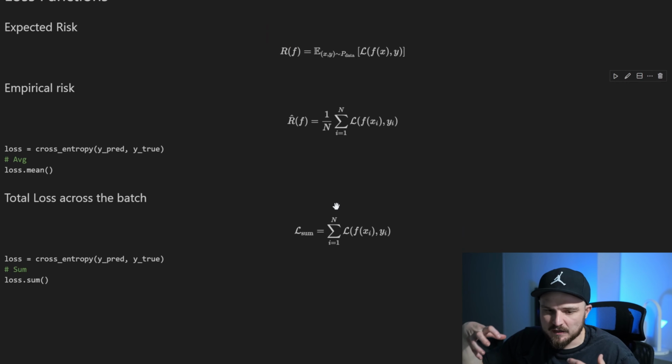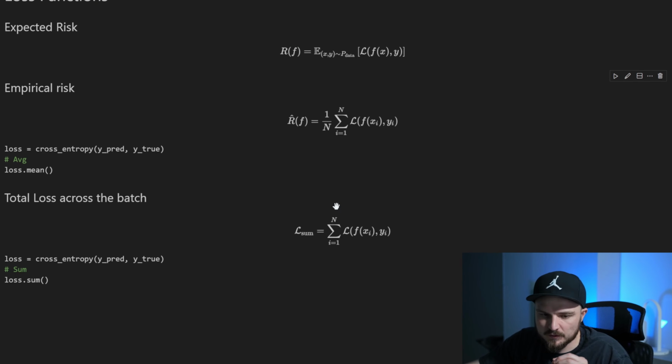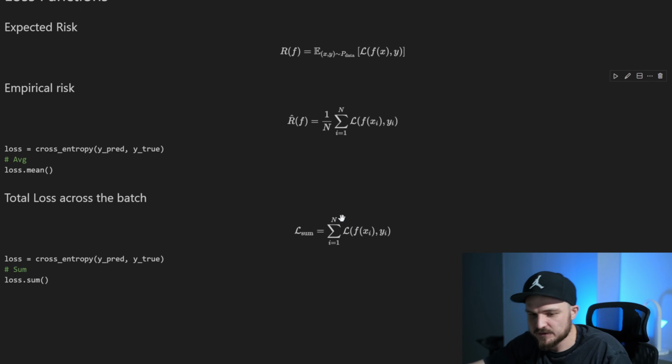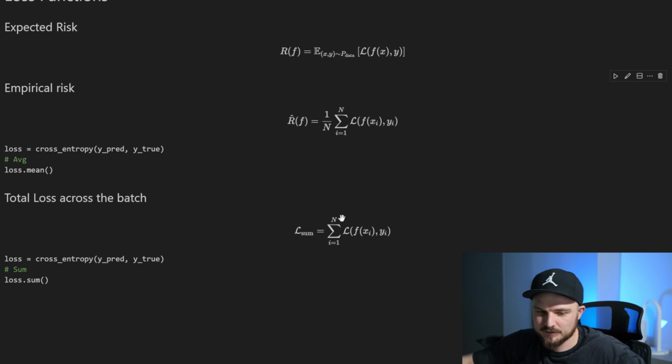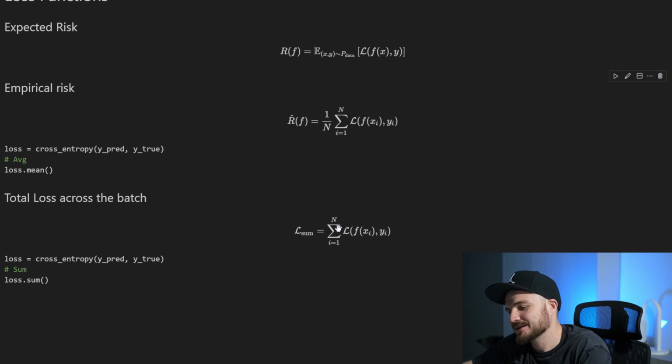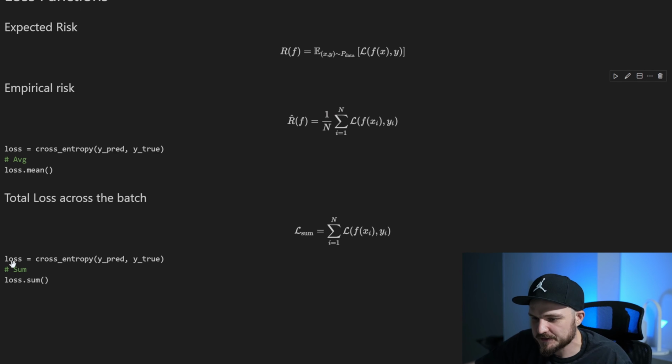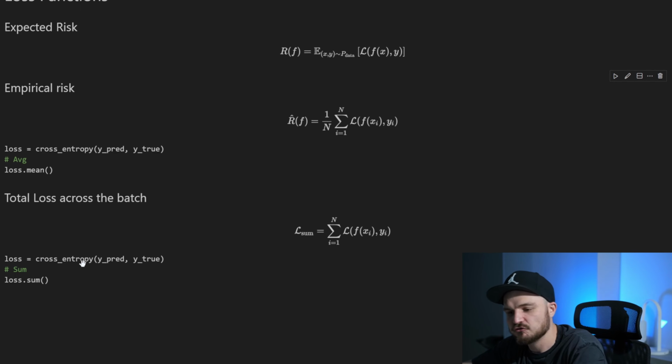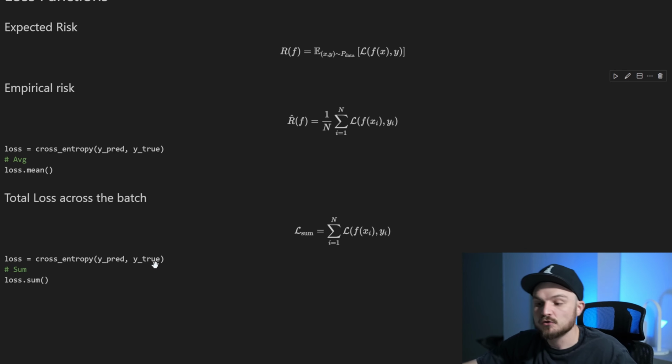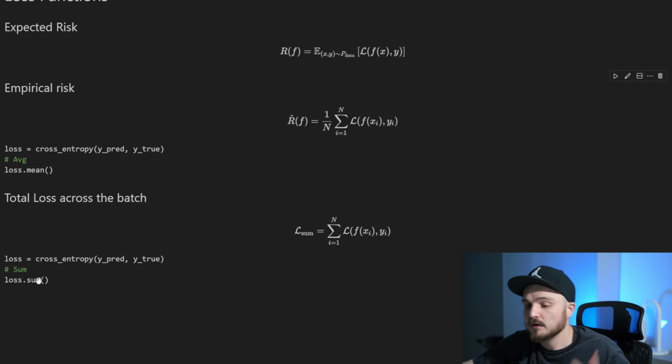If you're summing the individual losses, you are computing the total loss across the batch. This is not normalized, so it's not equivalent to the empirical risk, because we're missing this 1 over n factor. It's exactly the same schema, but without this factor, and we can express it like this. We compute the same cross entropy between the y predicted and y true labels, and then sum the losses up.